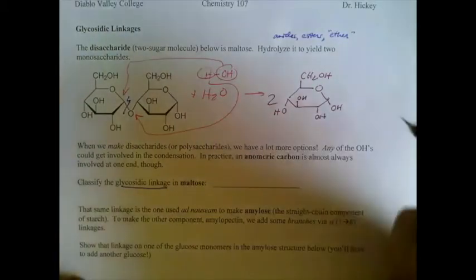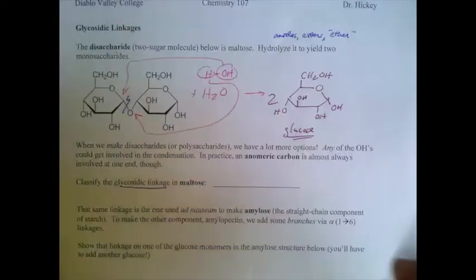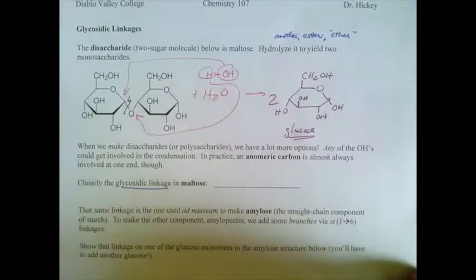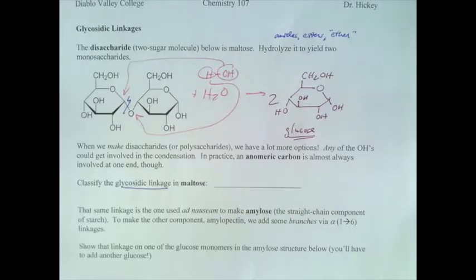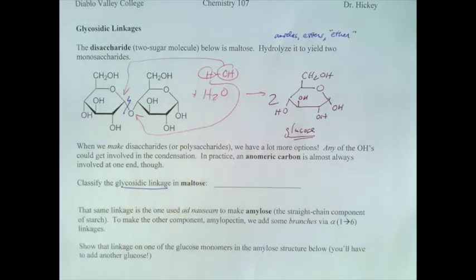What we've actually generated here are just simply two glucose molecules. And so what maltose turns out to be is a dimer of glucose. Now, because we have so many options when we link together two sugars or three or four or several thousand sugars to make a disaccharide, oligosaccharide, or polysaccharide, I want to be specific about which carbons were involved in making the glycosidic linkage. And so that's what I mean when I say classify the linkage.